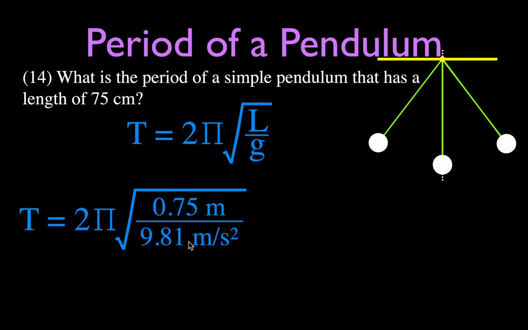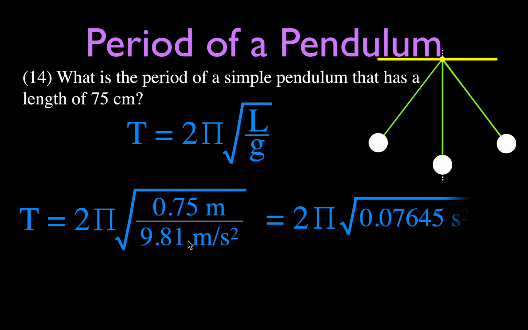We got to convert to meters. We're going to assume we're on Earth, 9.81. And therefore, you get, in that case, that the period of that pendulum, that's 75 centimeters long, is 1.74 seconds.